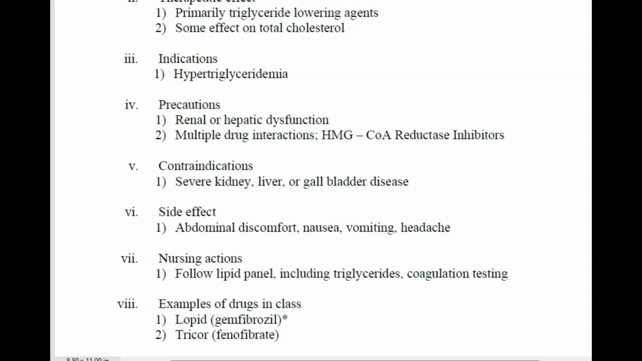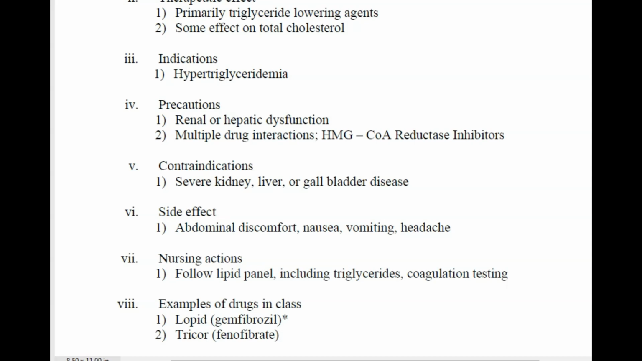Contraindications for fibrates, or the reasons why we should not administer fibrates: definitely if somebody has severe kidney, liver, or gallbladder disease. Some side effects that we can expect with this medication are abdominal discomfort, nausea, vomiting, and headache.